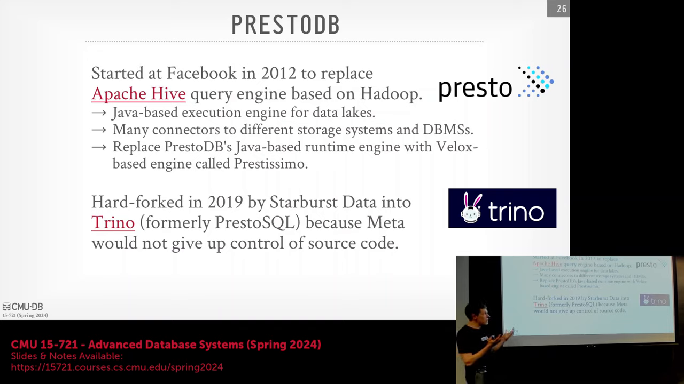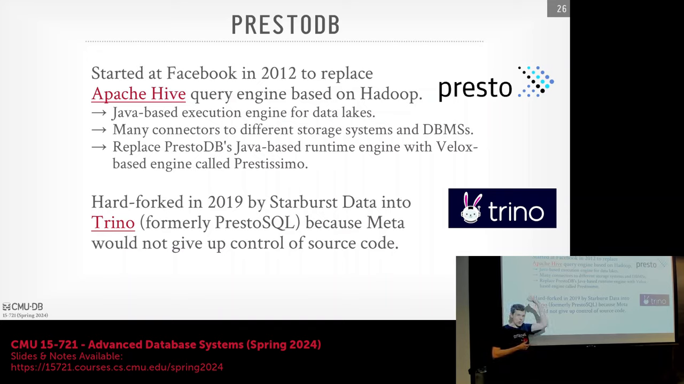But the idea, again with the same motivation, is that they have a bunch of files stored in data lakes. In this case, it's HDFS, or I think Facebook has their own internal distributed file system. And they had a way to do a bunch of connectors for different storage systems and data systems, similar to Dremel. And a few years ago, Facebook announced that they're getting off of the Java-based runtime engine, and they're switching everything to Velox. The Velox paper talks about this project called Prestissimo. This is one of the targets they were building Velox for, to replace the Java engine with the C++ engine in Velox. There's also another version of Presto called Trino, previously called PrestoSQL.